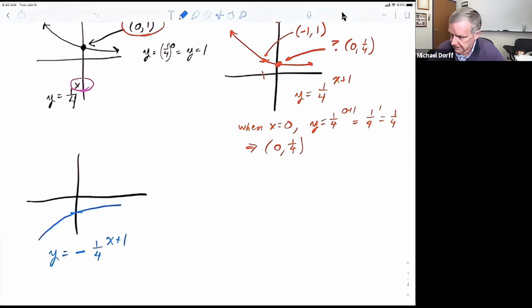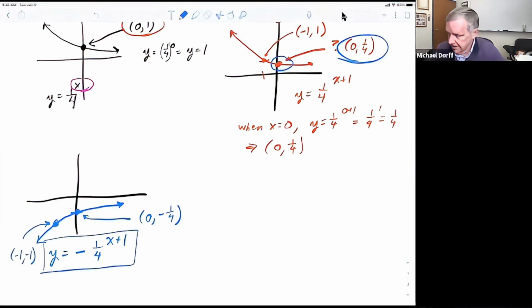It looks like this. This point now, it used to be 0, 1/4. When I flip it across the x-axis, it's now going to be 0, negative 1/4. Remember, that comes from this point here. And when I flip it across the x-axis, the y value is going to be negative. So it's 0, negative 1/4. And this point here, which earlier had been negative 1, 1, is now going to be negative 1, negative 1.